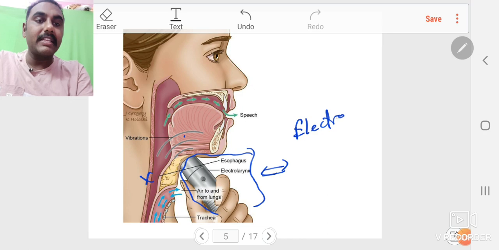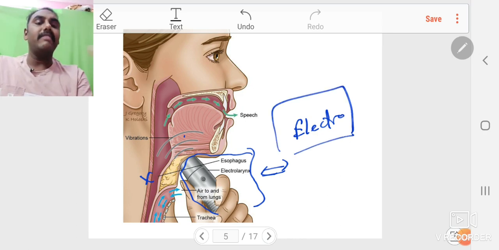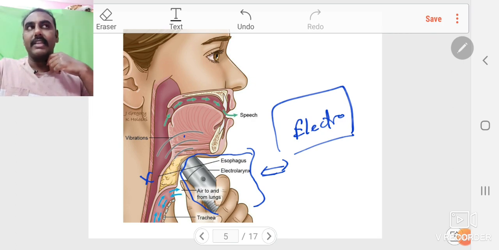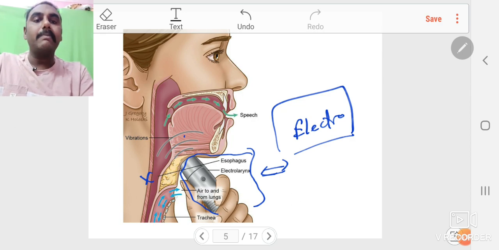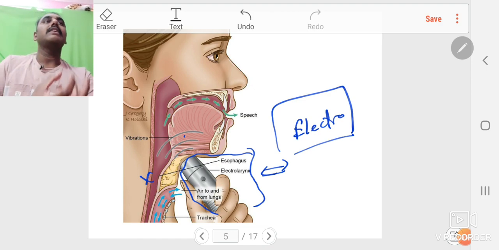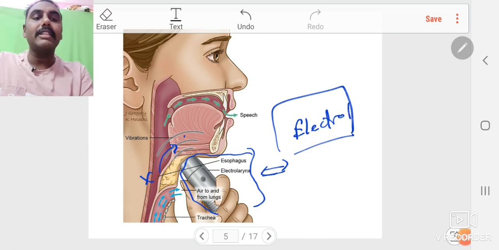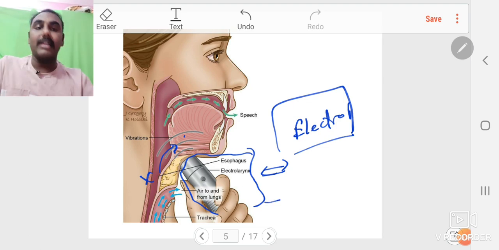In the electrolarynx, the patient is given a handheld device and asked to keep it exactly on the soft tissue area of the neck. It is a vibrating device. Once it vibrates, it produces some air currents within the soft tissue of the neck, and when the patient phonates, because of the vibrations, the patient may be able to produce small monotonous sounds. That is called the artificial larynx, and this is the electrolarynx.